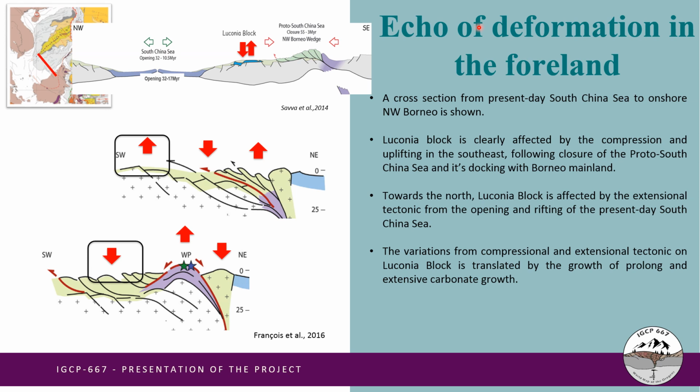Luconia then developed as a foreland basin after the docking of continental block with the Northwest Borneo mainland, and this induced uplift in the south and onshore. So again, it provides structural highs for some of the earliest limestone to grow.